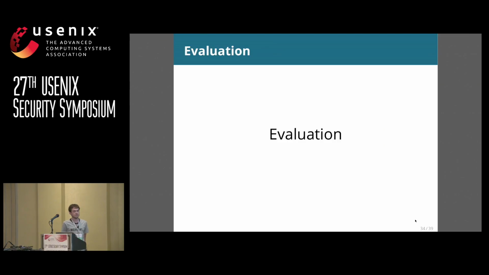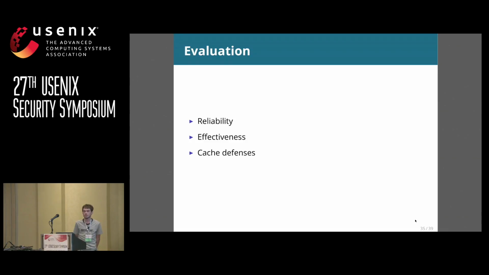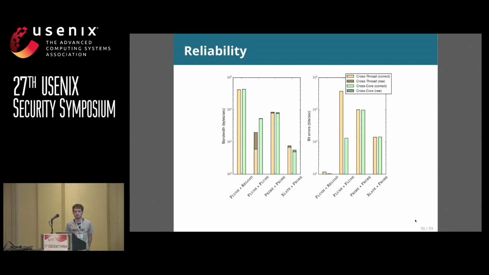So in our evaluation, we checked three things: reliability, effectiveness, and the cache defenses. For reliability, we implemented a covert channel where we basically implemented four of the cache attacks, sorry. And we measured the bandwidth and the error rate. The conclusion here is that translate attacks are practical.